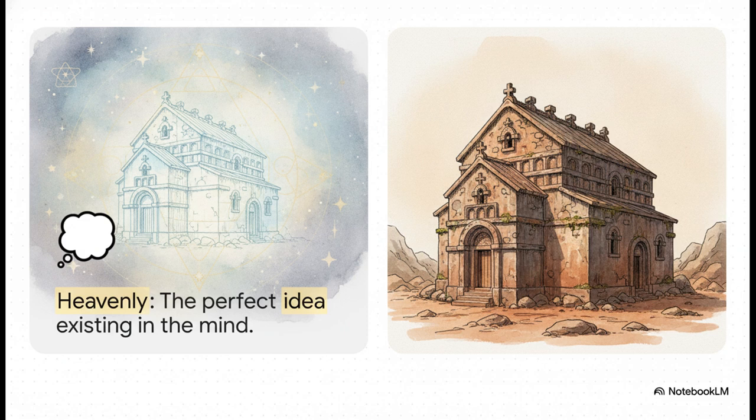Well, imagine an architect who has a perfect, detailed blueprint of a house existing entirely in their mind. The doors, the walls, the roof. That is the heavenly blueprint on the left. On the right is the earthly reality, the actual solid house built from wood and stone. And this brilliantly illustrates a core idea.